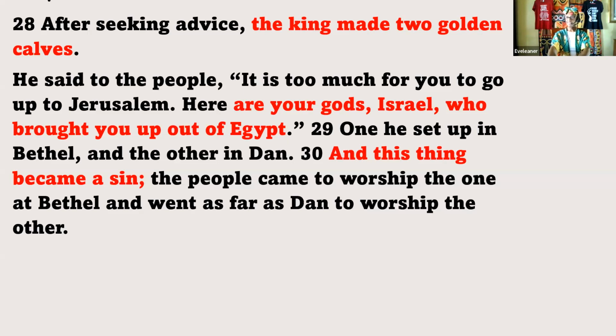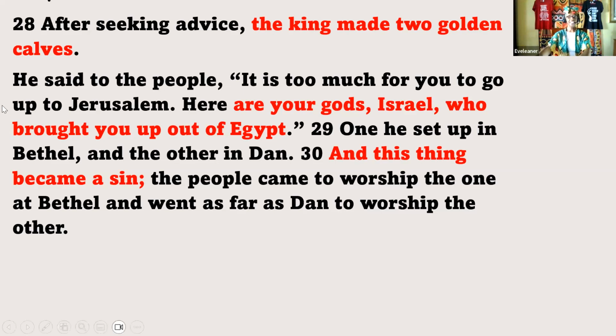He said, after seeking advice, this King Jeroboam made 2 golden calves. Remember, God said, thou shalt have no other God before me. He said to the people, and those are the people in the north, it is too much for you to go up to Jerusalem, as in, for you to go traveling all the way back to Jerusalem. Here, with these 2 calves, here are your gods, Israel, who brought you up out of Egypt. Now, good and well, they did not bring them up out of Egypt, but one he set up in Bethel, the other in Dan, and this thing became a sin.